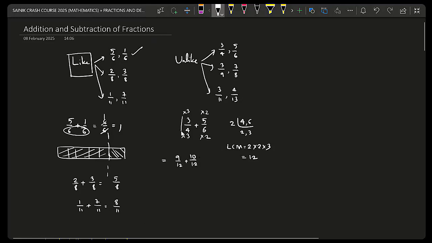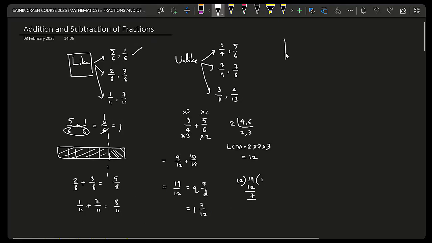Earlier they were unlike fractions, but now they are converted into like fractions. Now after converting into like fractions, we can add. So 9 by 12 plus 10 by 12 is 19 by 12. If you want, you can write this in mixed form also. So the mixed form of this fraction: you divide the numerator by the denominator. 12 ones are 12 and the remainder is 7. You can remember one formula, Q R D. Q for quotient, R for remainder, and D for divisor. Quotient is 1, remainder is 7, and divisor is 12. So you can write the mixed form, that is 1 7 by 12.